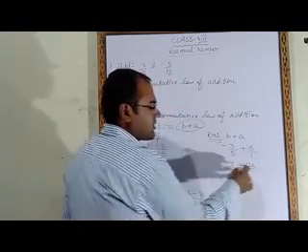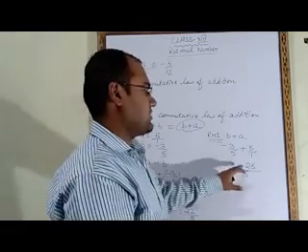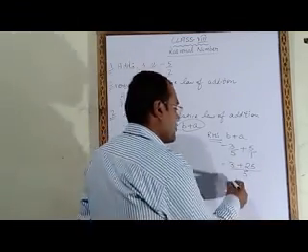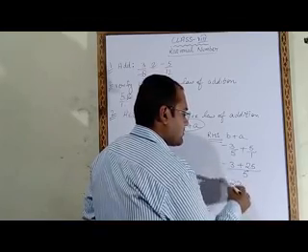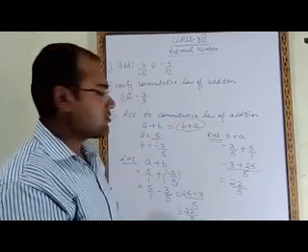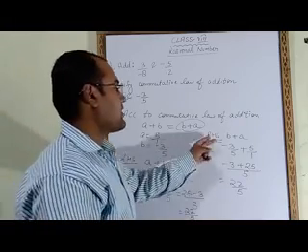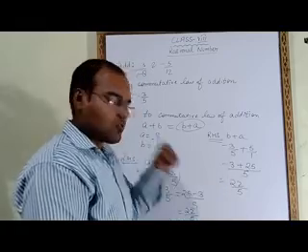Now we will solve these two numbers. This is minus 3 and this is plus 25. On solving these two numbers, we will get 22 upon 5. Now what you have to do? You have to check the answer of the left hand side. The left hand side answer is 22 upon 5, and the right hand side answer is also 22 upon 5.